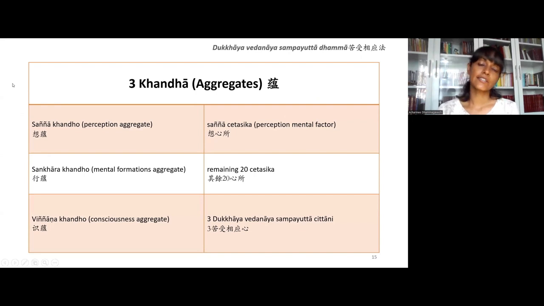First, we'll look at the aggregates. Now again, we don't have any rupa under this term. Vedana is excluded from this term. Therefore, Rupa Khandha and Vedana Khandha do not come under this term. So we get only Sanya, Sankhara, and Vijnana. And as before, we take Sanya Chetasika, perception mental factor, under the Sanya Khandha, and the remaining Chetasika, so 21 minus perception equals 20 Chetasika. Those are classified under Sankhara Khandha. And finally, the 3 Chitta are classified under Vijnana Khandha.